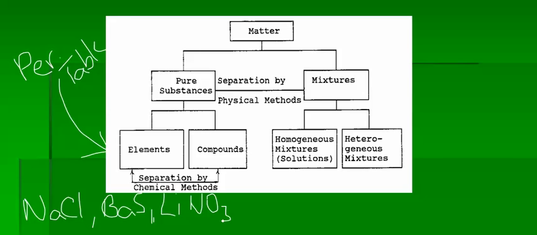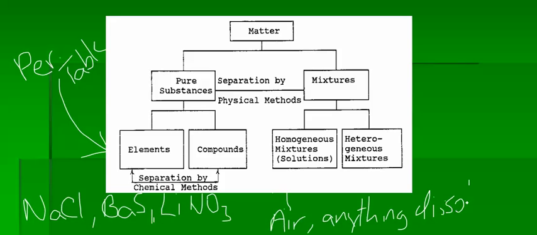Now when we get to the mixture side, there's homogeneous and there's heterogeneous. I'm going to start with homogeneous. Homogeneous mixtures, I'm going to try to make this as simple as possible. Air is homogeneous, and then anything dissolved in water is also homogeneous. And what do I mean by anything dissolved in water? I mean like tea, I mean Kool-Aid, salt water. Anytime you see something dissolved in water and it looks uniform, that would be homogeneous.